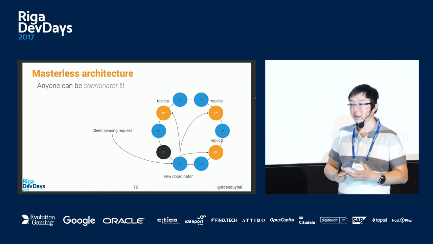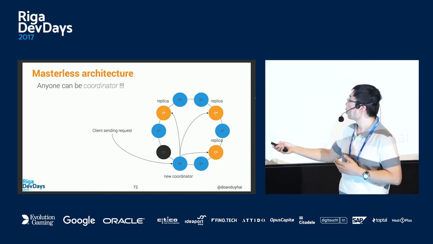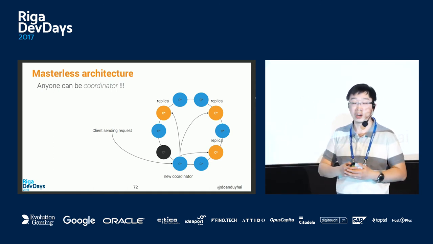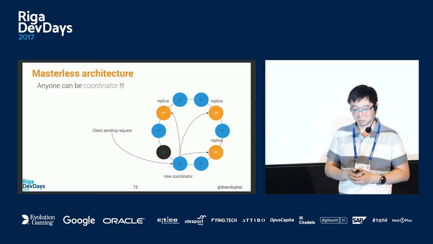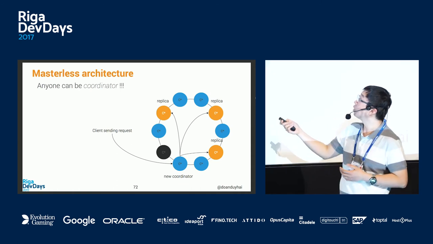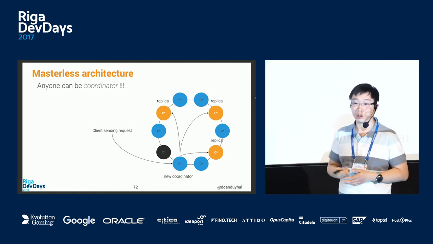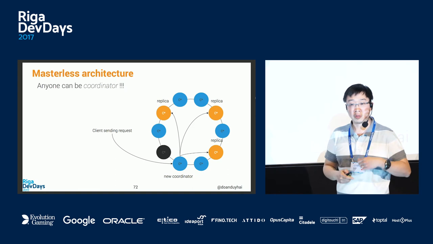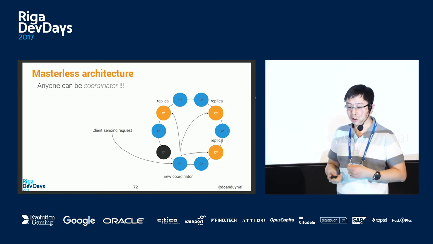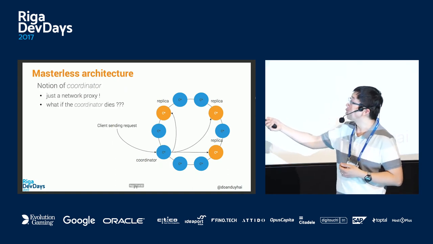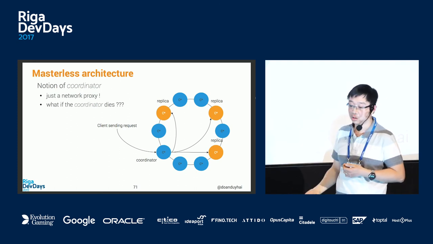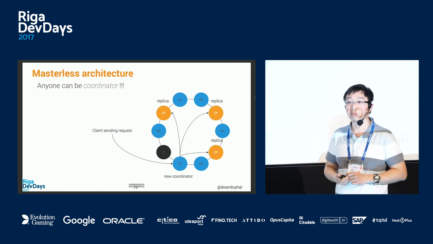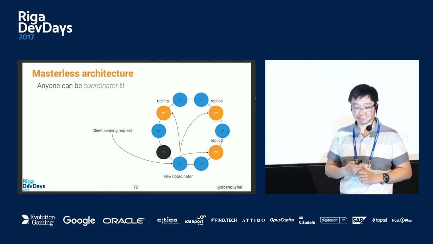So in fact, all the machines are completely symmetric. They are equal. So you can choose anyone to contact to be a coordinator. So even if this machine goes offline, you don't care. You can still continue to write. And of course, the first write has failed because this machine goes down, but the next write will succeed if you choose another machine.